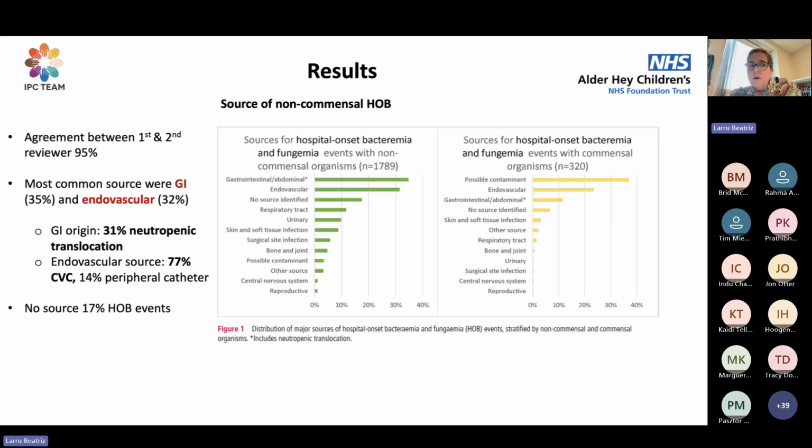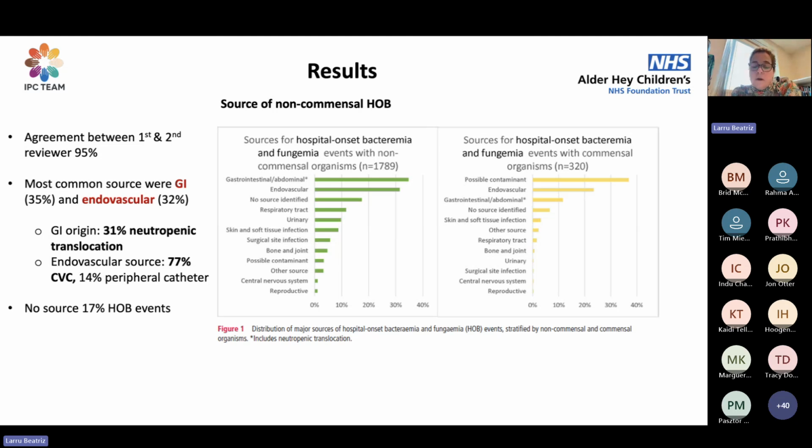So if we think about the sources, what was interesting in the non-commensal, so in these hospital onset bacteremia events that were not attributed to a contaminant, there was a lot of agreement between the first review. Remember, these are the infectious diseases fellow, the medical registrar, or the infection preventionist. When they were the ones who extracted the data, they presented to the secondary review, and most of them agreed on the sources. They only did not agree on 5% of the cases.